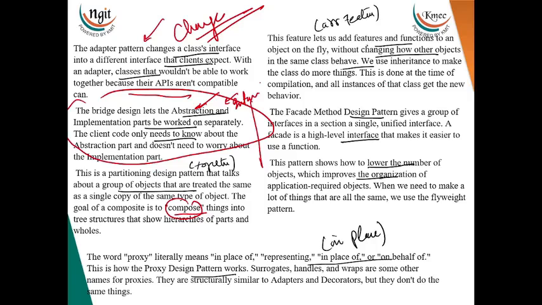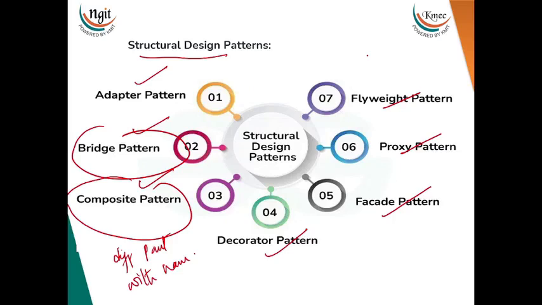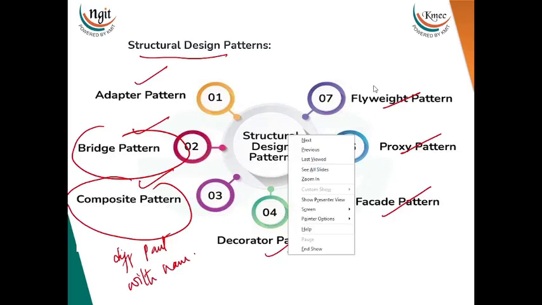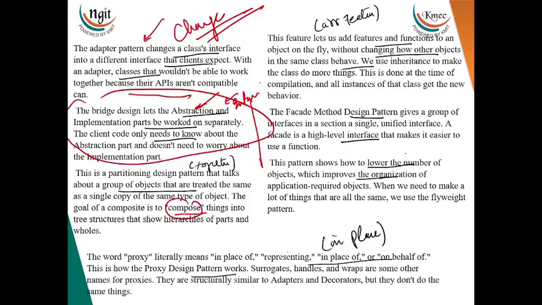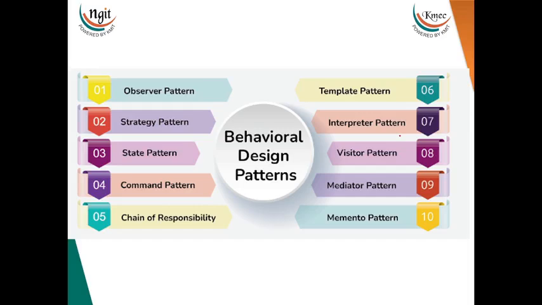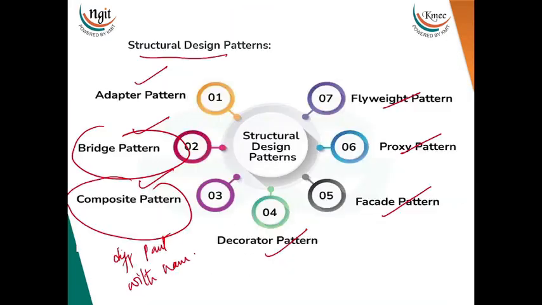This future, let us add the future and function to the object to fly without changing how the object works. This is add future work. Flyweight, decorative pattern, I think so, probably it should be here. Let me check where it is. Yeah. Then facade method design, it's here. Facade, decorated pattern comes, facade method design.